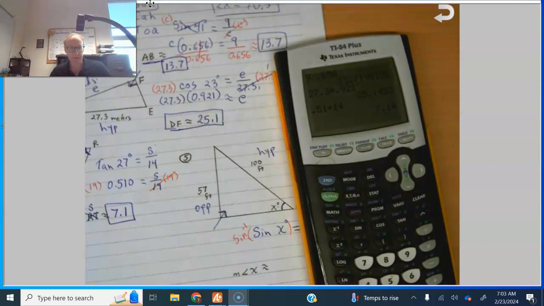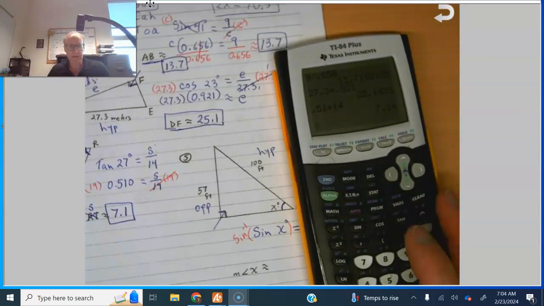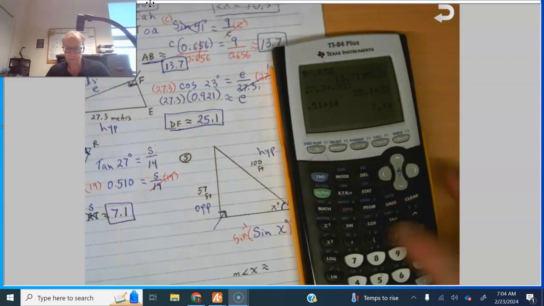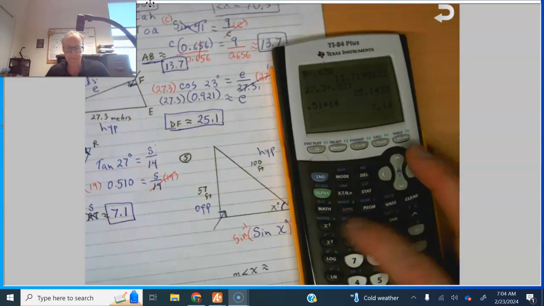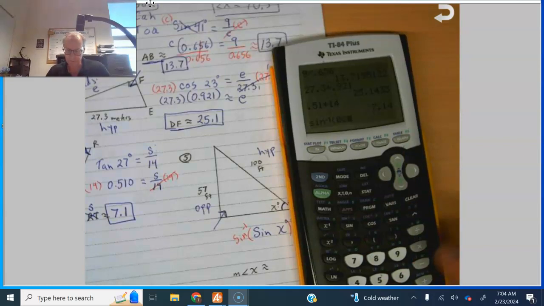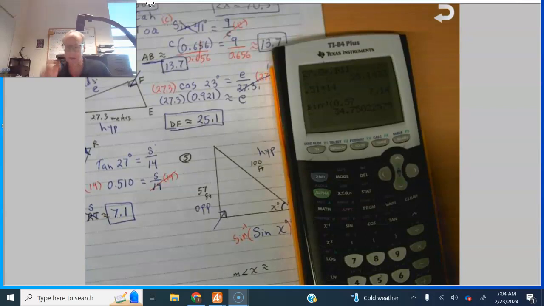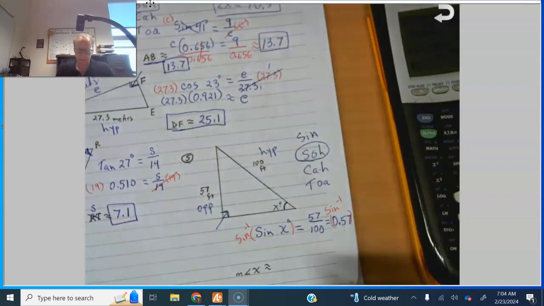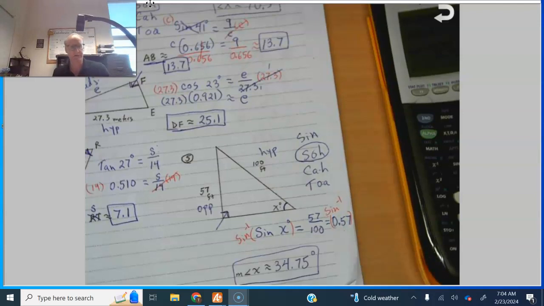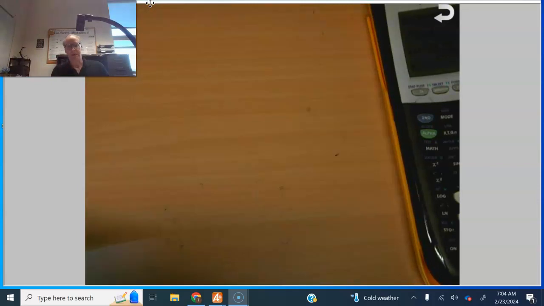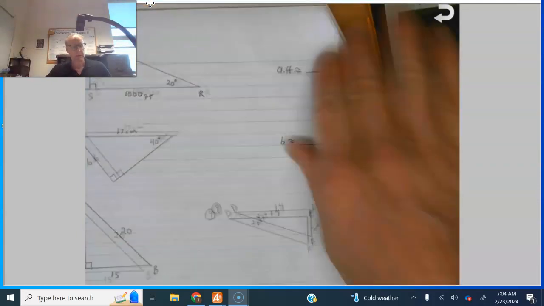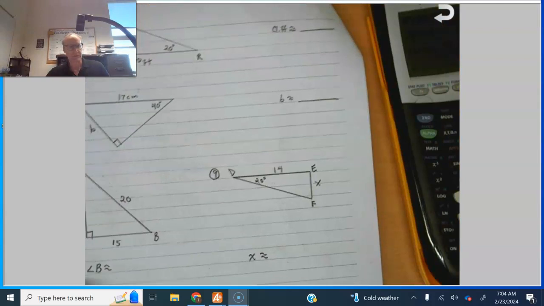Now let's put it in there. Let's do inverse sine of 0.57. And we're looking at 34.75 right in there. I'm going to go ahead and put in the full decimal. I could have rounded it to 0.8, but there it is. And that's enough. I think I'll cut this one off and maybe do the next one.